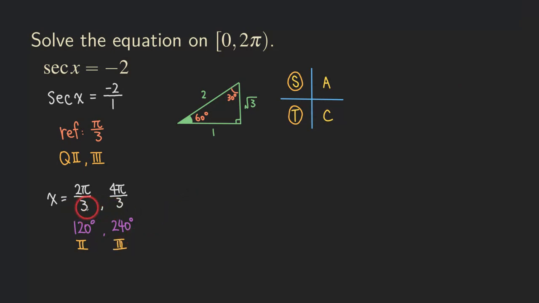And so we stop here because there are only two solutions that will satisfy this equation on the interval from 0 to 2 pi. Okay, and yeah, that's it for this problem. We are going to look at a slightly more complicated problem next time.